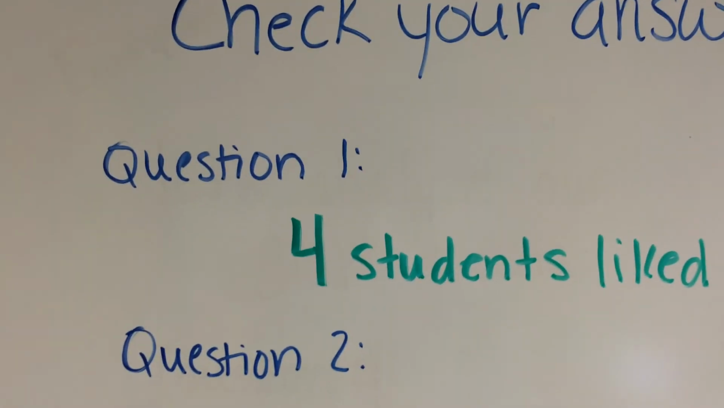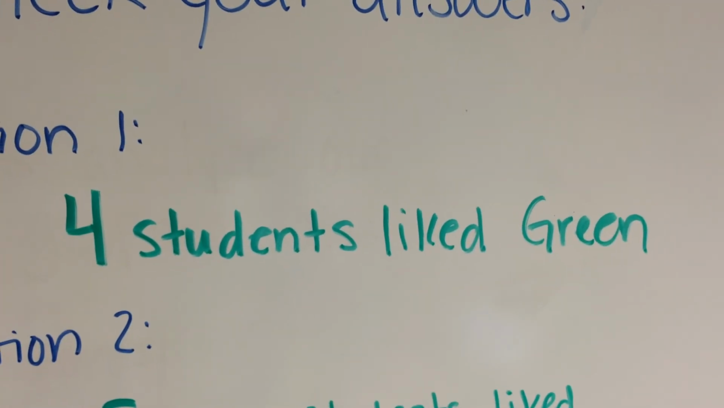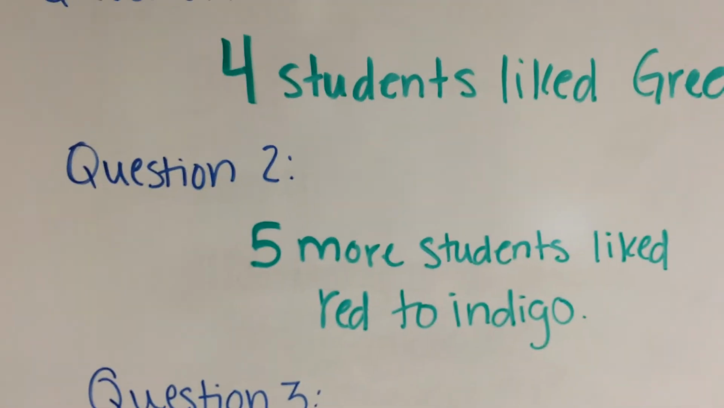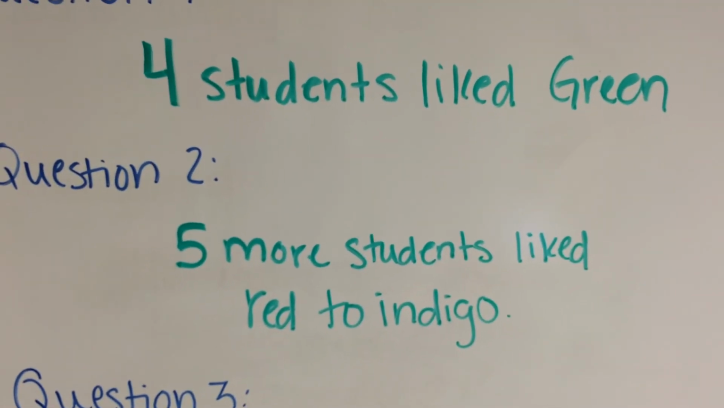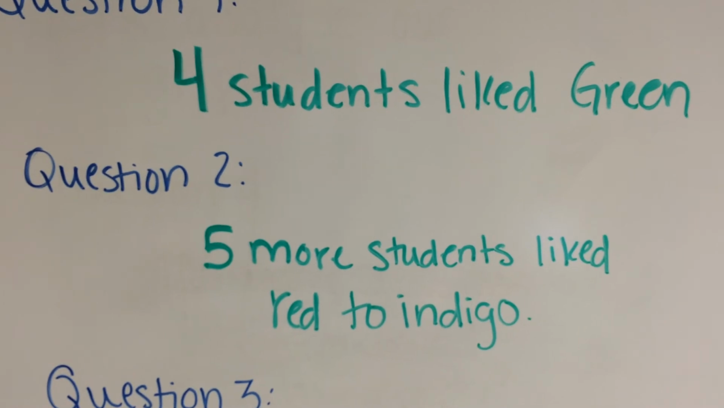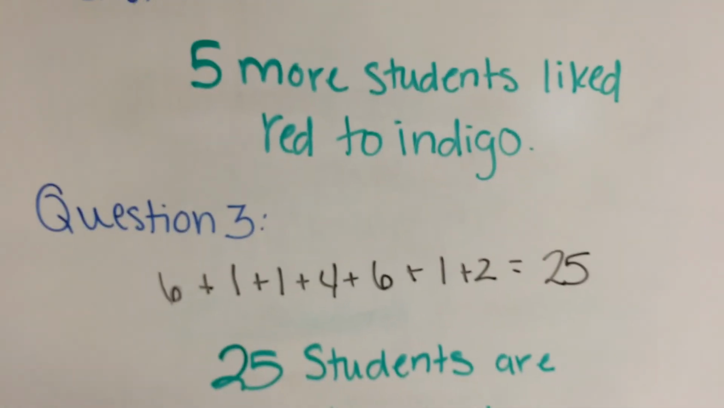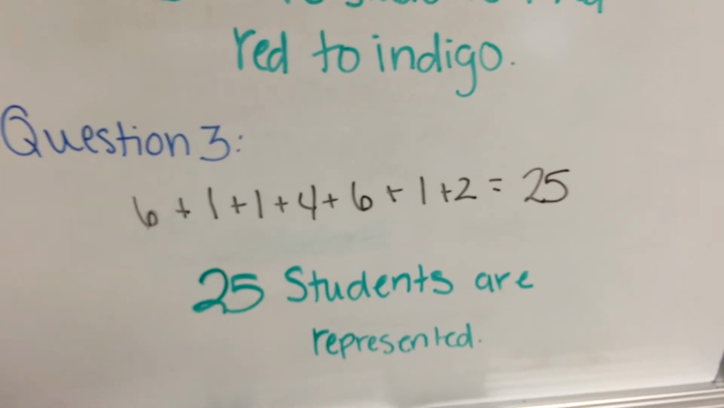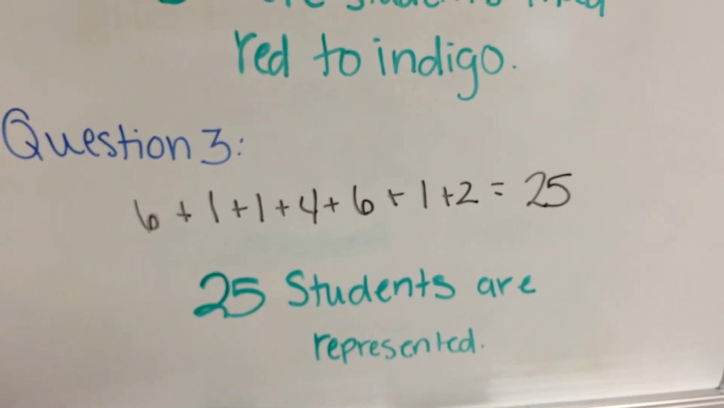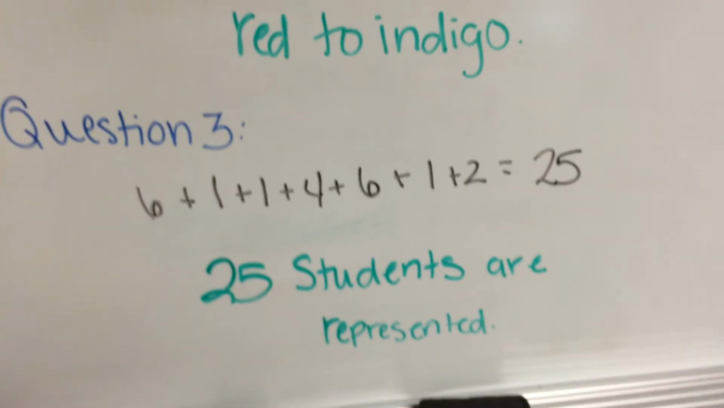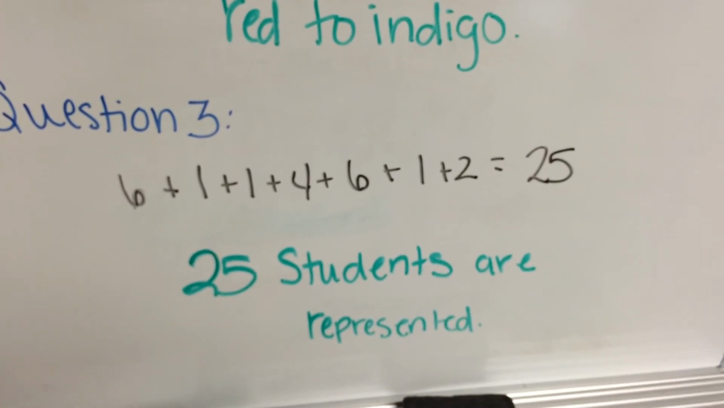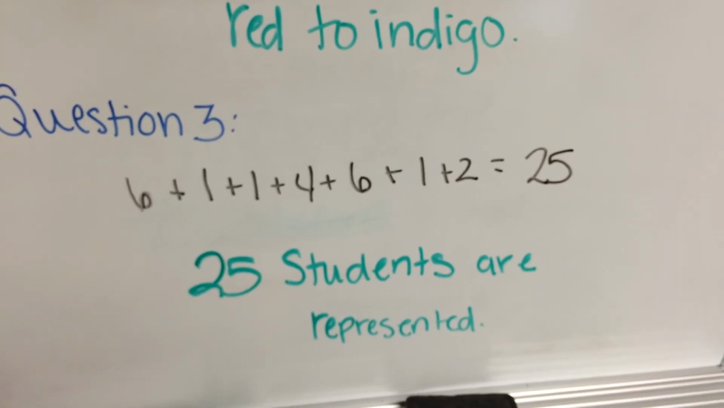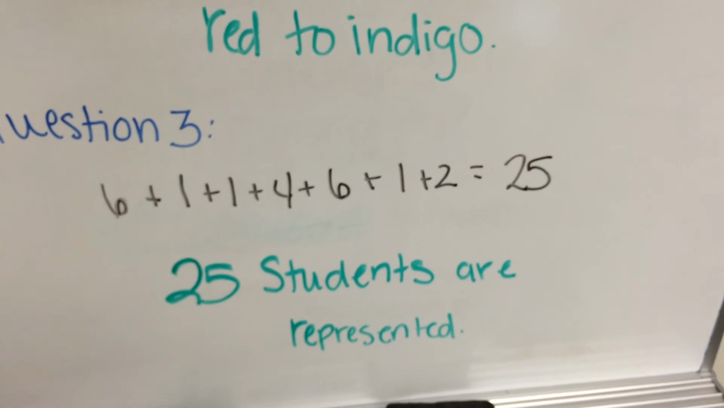For question 1, how many students like the color green? The answer is 4 students liked the color green. For question 2, how many more students like the color red to indigo? The answer is 5 more students liked red to indigo. For question number 3, how many students were represented in the data? The answer is 25. We get this by adding up each answer, so 6 for red, 1 for yellow, 1 for orange, 4 for green, 6 for blue, 1 for indigo, and 2 for violet, which equal 25.